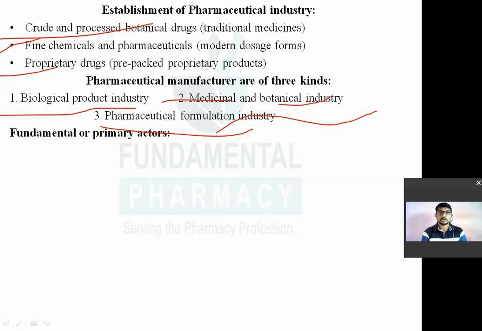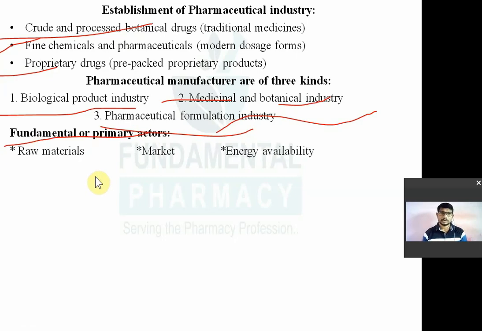These factors are divided into two types: primary or fundamental factors, and derived or secondary factors. These factors were asked in the last year's exam, so that's why. Okay, so the first one is the primary or fundamental factors.